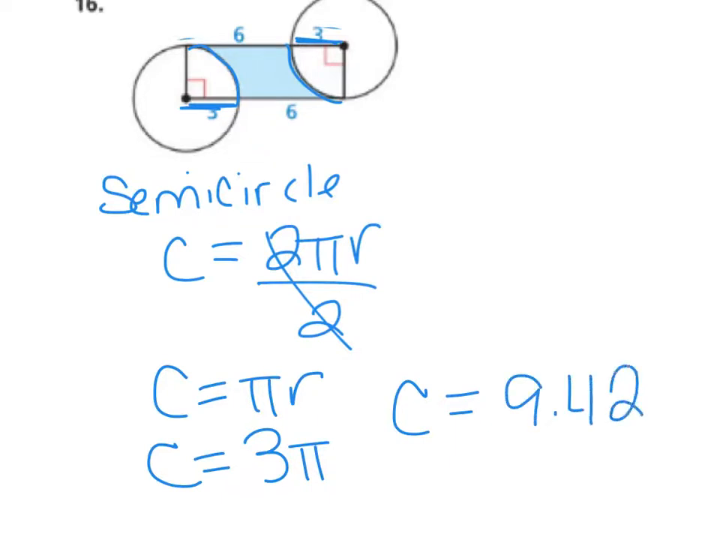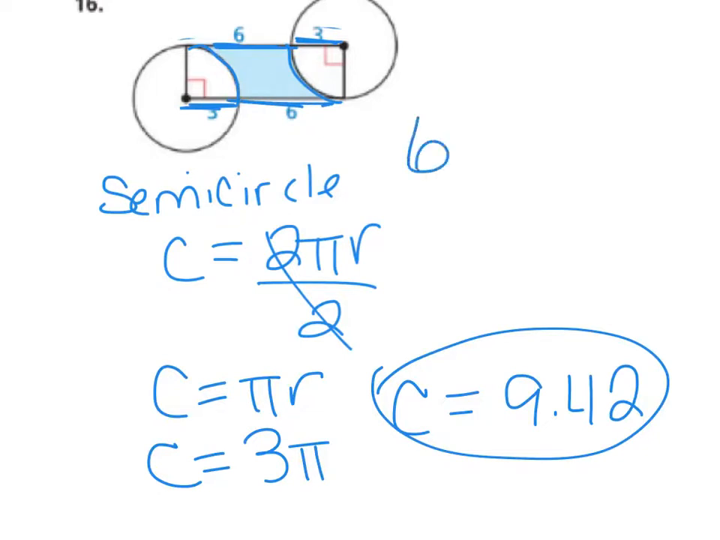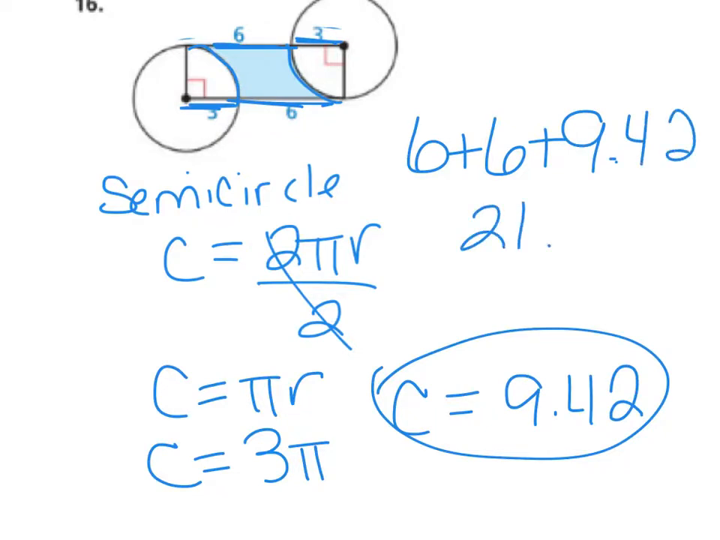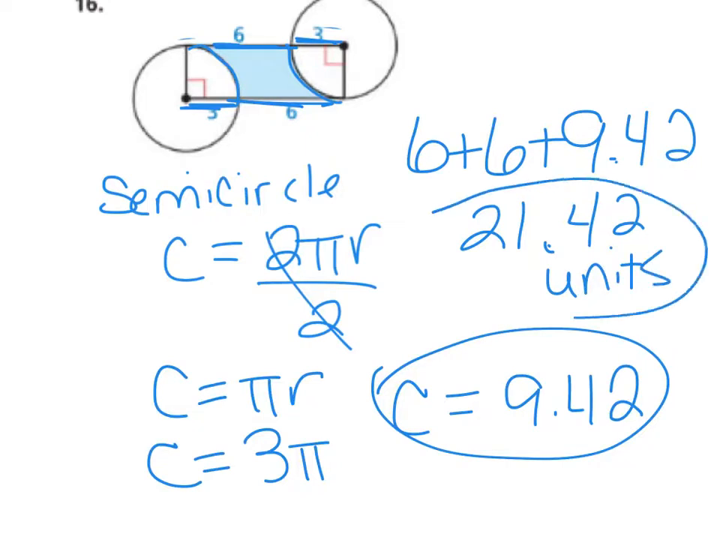9.42. So we would have, here's our circular part, and we also have the two straight pieces. So we would have 6 plus 6 plus 9.42. When you add those all together, you get 21.42. Again, we don't have units here, so we just call it units. So that would be our final answer. This down here was just our semicircle.